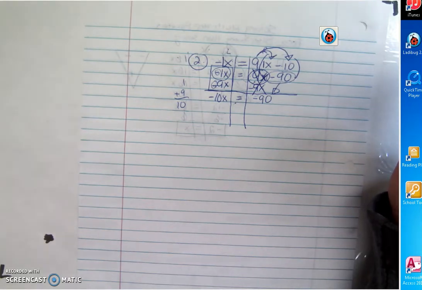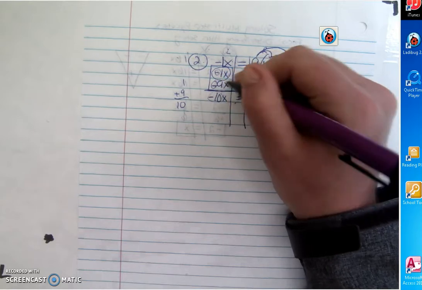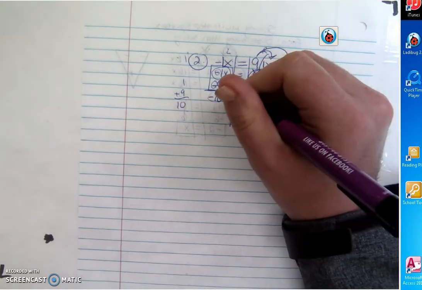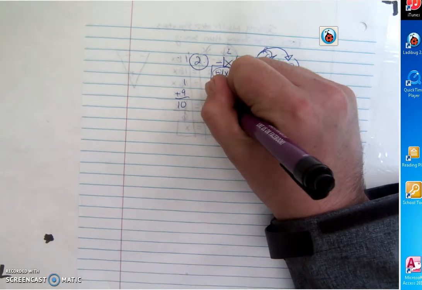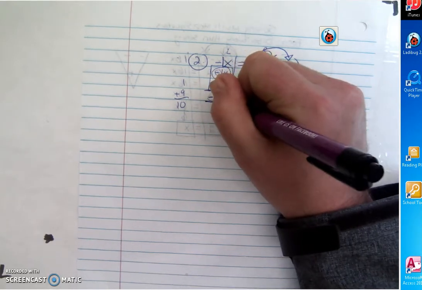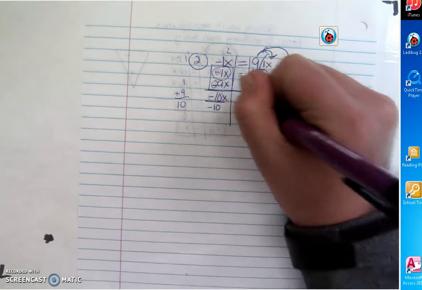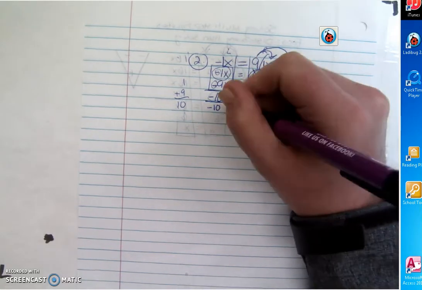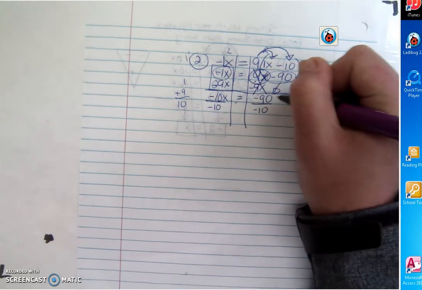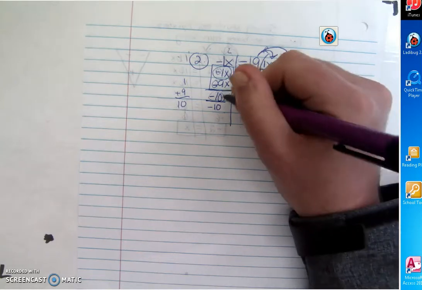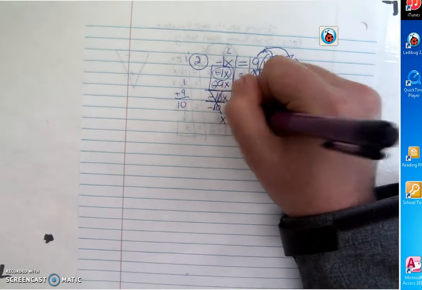Remember, the last step when we're solving equations to finish getting x by itself is to divide. And remember, whenever we divide, we never change the coefficient or the number in front of the x. We always divide by that exact number. And when I divide one side, I must divide the other by the same thing to keep it balanced. These will cancel, and then I'm left with x equals.